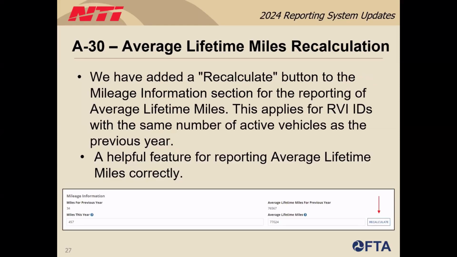Another useful tool we have implemented is adding a recalculate button to the Revenue Vehicle Inventory A30 form for the reporting of average lifetime miles. This button is only available after a user has entered miles this year and allows users to recalculate the automated average lifetime miles field in the event the miles this year value has been changed. Please note that this button only appears for fleets with no number of vehicle changes since the prior year.